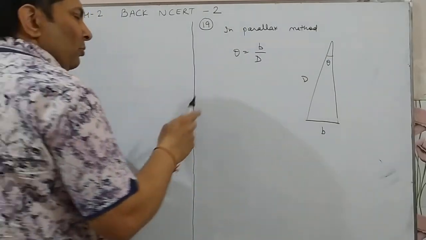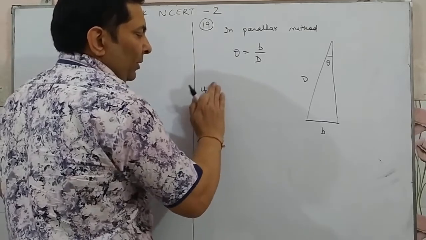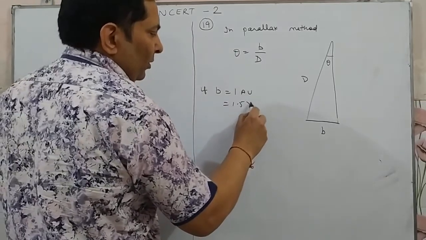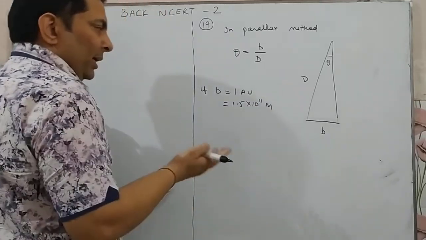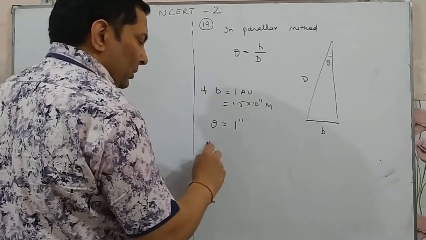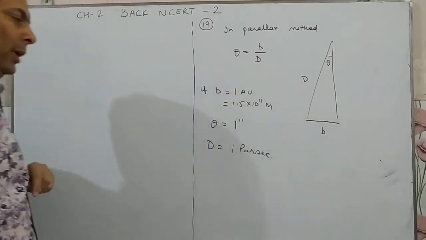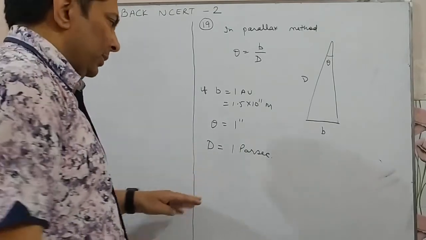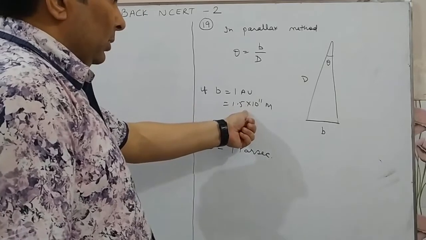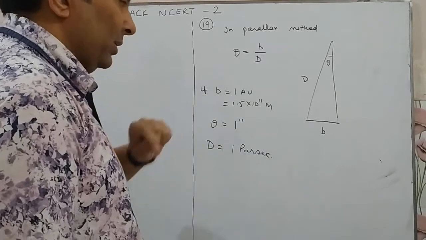Now, another definition has to mix in this. They say if the baseline b is equal to 1 AU, that is equal to 1.5 into 10 raised to the power 11 meter, in that case the theta comes out to be 1 second. In that case, this d, the distance, is equal to 1 parsec. It's our definition of the parsec, that it is a distance at which an arc of this length will subtend an angle of 1 second.